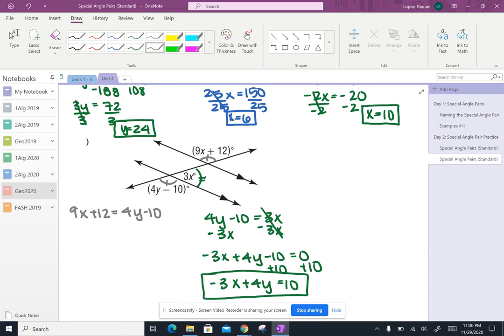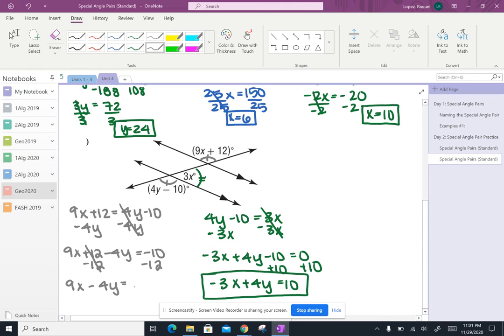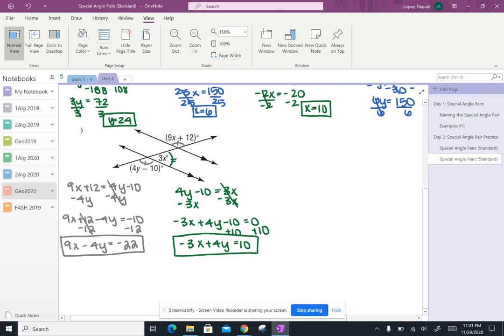Let's look at the gray one. So similar idea. I want to move all of my variables to one side, so I'm going to subtract 4y. So I get 9x plus 12 minus 4y equals negative 10. Okay, I want to subtract 12 because I want all of my numbers on one side. And I get 9x minus 4y equals negative 10 minus 12. That's going to be negative 22. Okay, so now I've got all of my variables on one side, and I'm done messing with that gray equation.